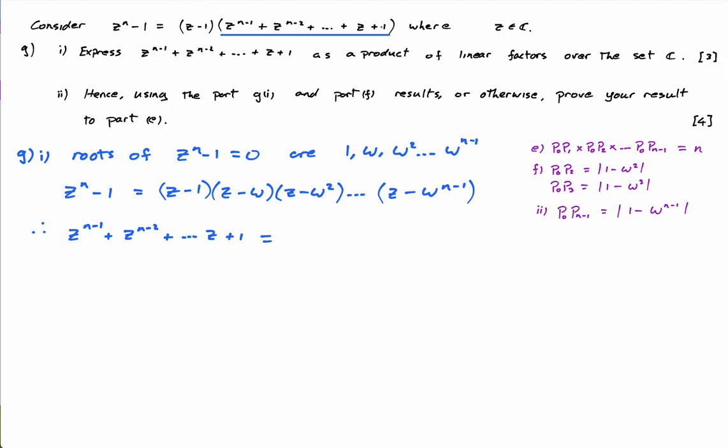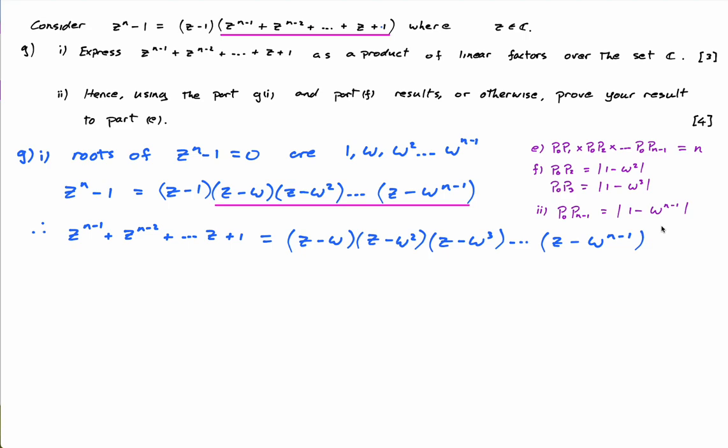this has to equal this. So I'm going to write this equals z minus omega times z minus omega squared times z minus omega cubed, up to z minus omega to the n minus 1. Okay, that's the first part. That's the easier part, believe it or not.